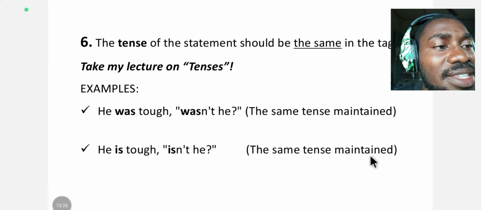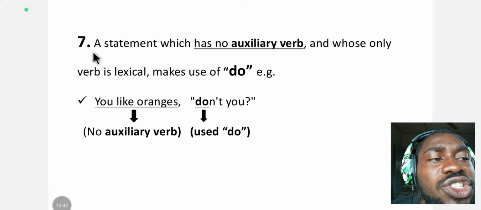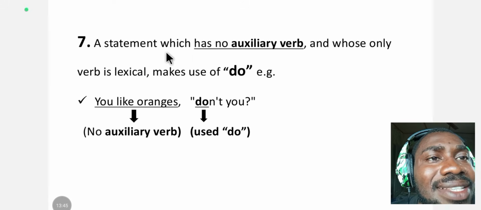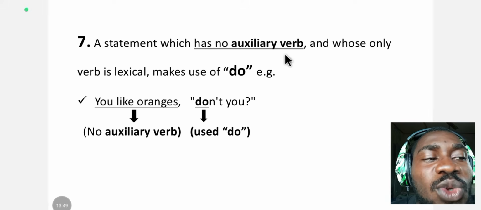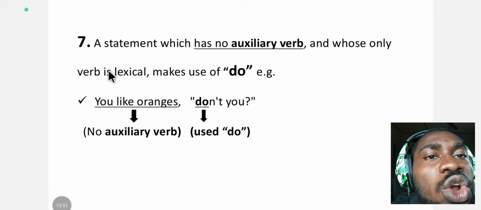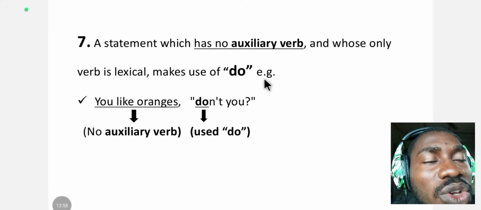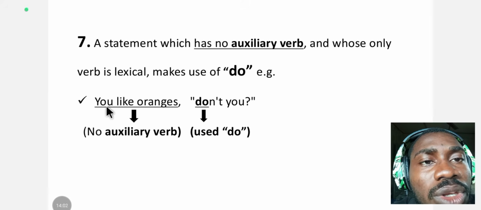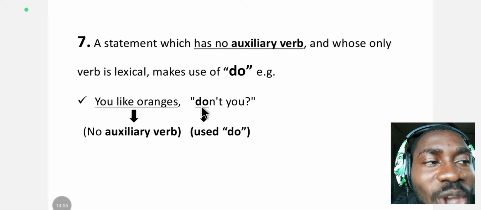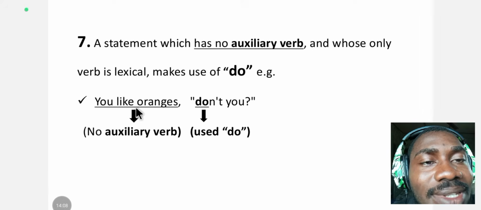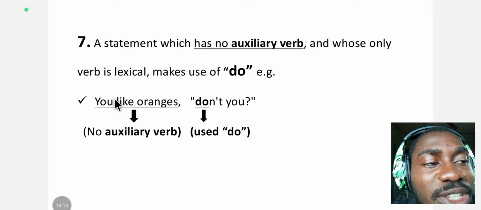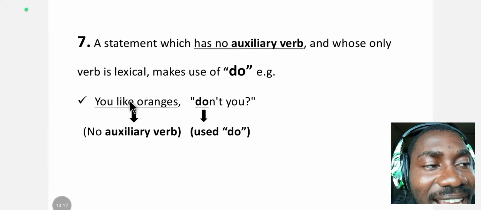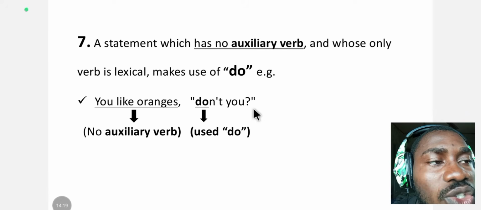The same tense maintained. The seventh law of the disjunctive and tag question states that a statement which has no auxiliary verb, whose only verb is lexical, makes use of do. Use do when there is no auxiliary verb. For example, you like oranges. Don't you? Because we are talking about like here. Like is a positive word. So remember, a positive statement goes with what? A negative tag. So that's why we are using don't you here.